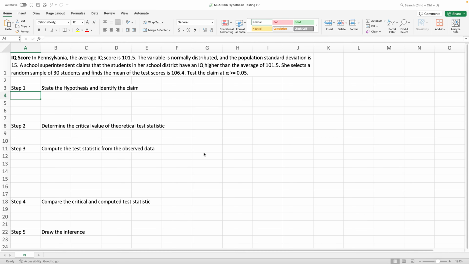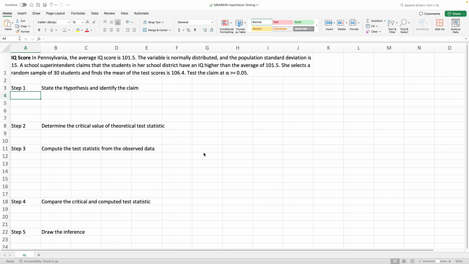Let us apply hypothesis testing for testing a claim about the population mean. In Pennsylvania, the average IQ score is 101.5. The variable is normally distributed and the population standard deviation is 15.